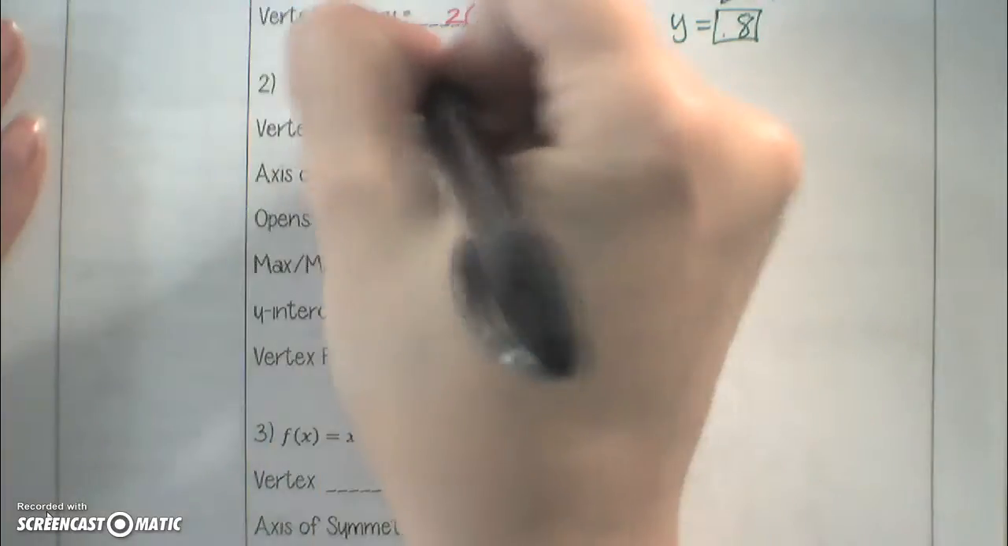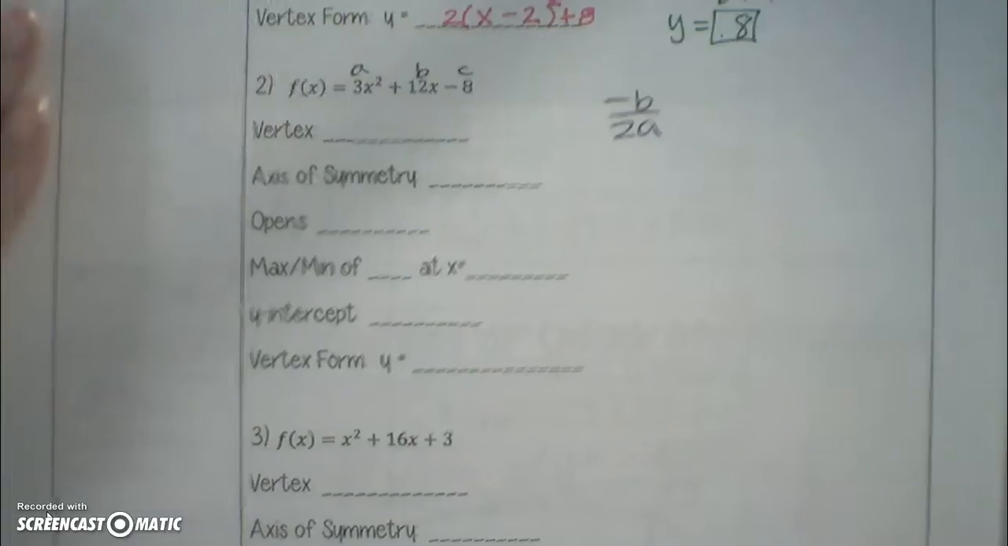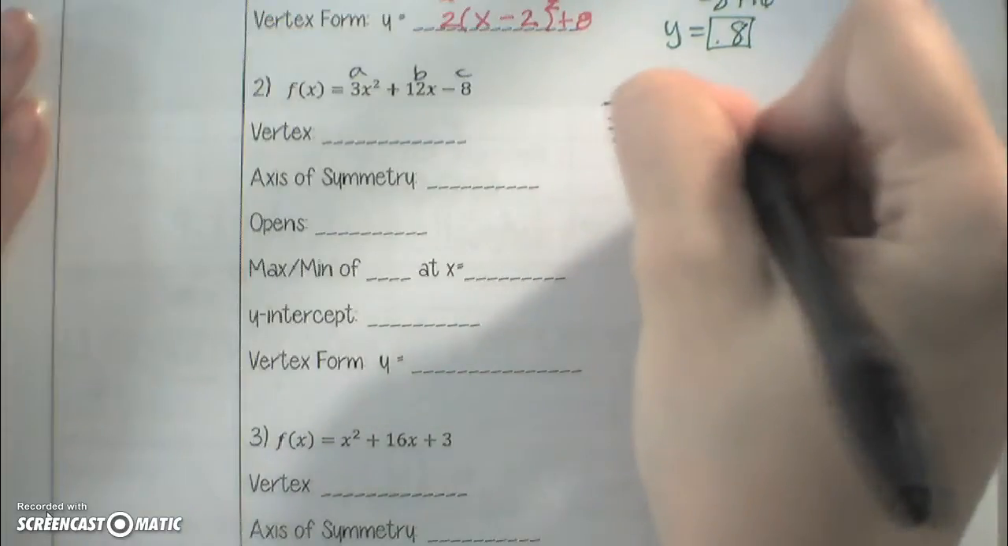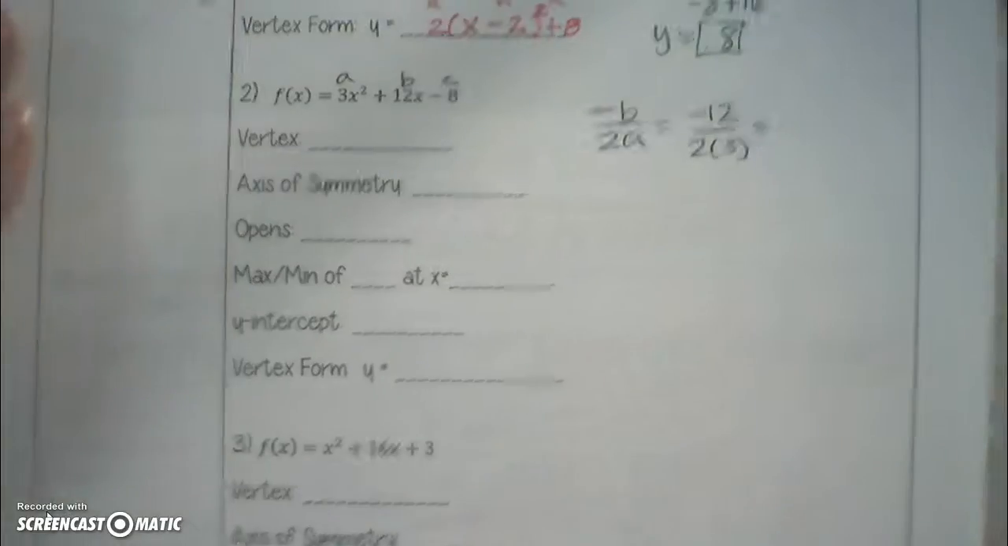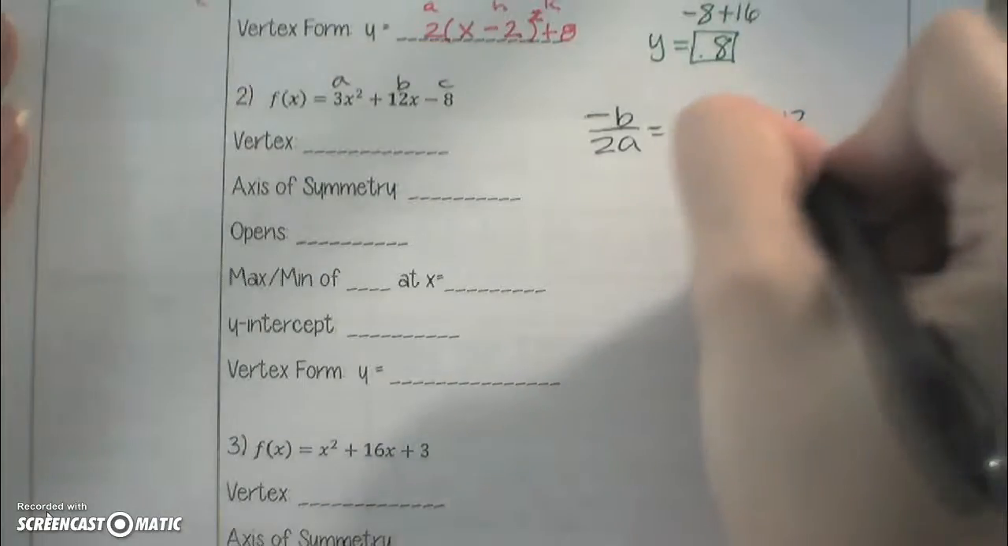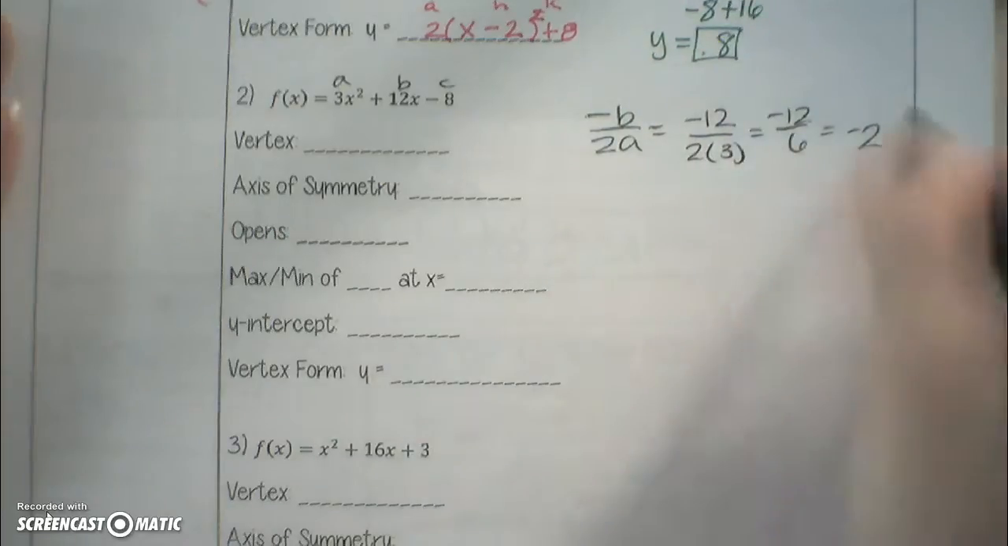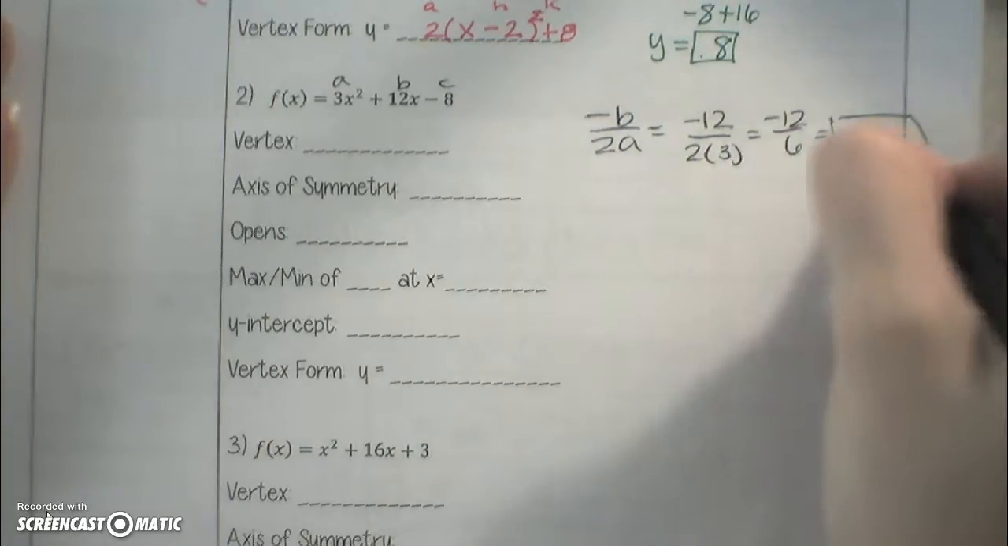So this is a, this is b, this is c. Let's plug it in. Opposite of b, so negative 12 over 2 times a. And simplify. So that's negative 12 over 6, which is negative 2. Love it when it's pretty. And this is my x value.